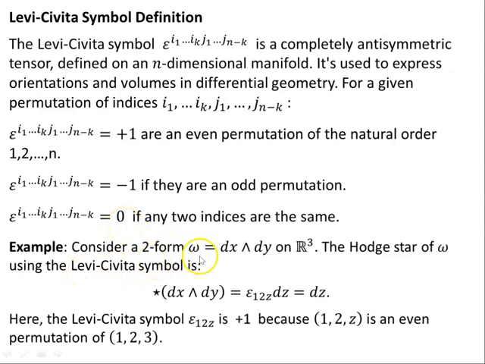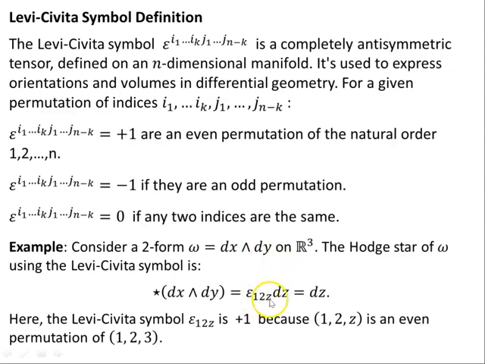So for example, consider a two-form omega as dx wedge dy on R3. The Hodge star of omega using the Levi-Civita symbol is star dx wedge dy is epsilon 1, 2 z dz, because we know it's dz from the earlier example. Remember, about 3 slides earlier in the video.